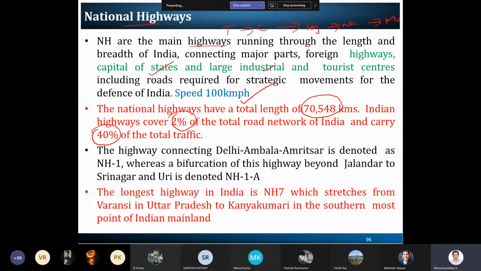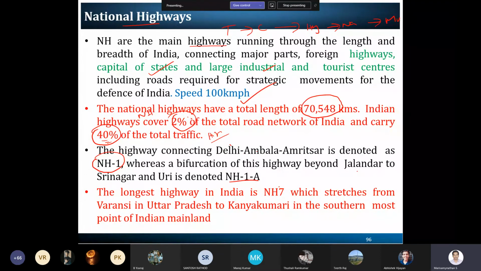So the maximum traffic, I told, the high traffic is moving on the expressways as well as the national highways. That is the reason 40% of the traffic is carried in this particular 2% of the road corridor, which is nothing but your national highways, NH. So NH1 is connecting Delhi, Ambala and Amritsar. The annexure is defined as NH1A, which is connecting Jalandhar to Srinagar and Uri.